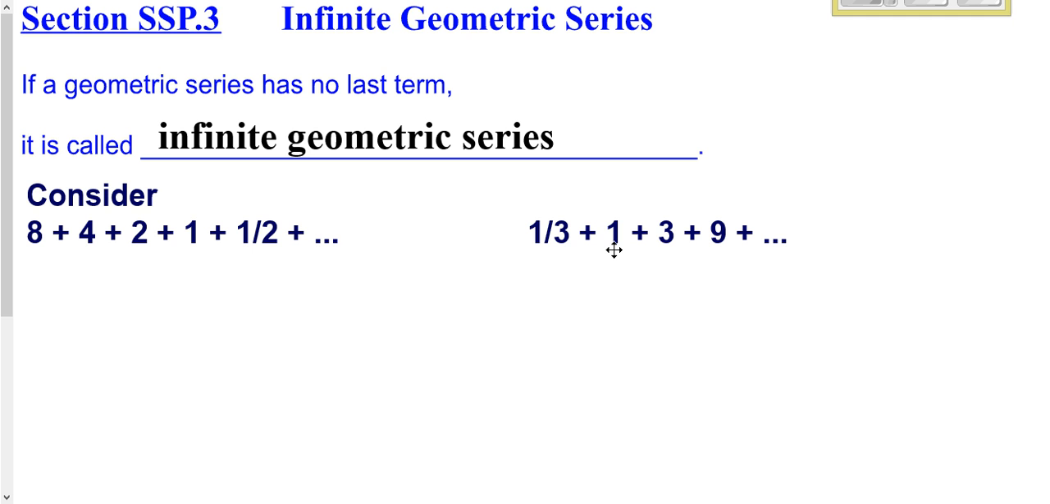1/3 plus 1 is 4/3, plus 3 would be 4 1/3, plus 9 would be 13 1/3. Then you'd be adding the next number, which would be 27. So in this one here, you keep adding bigger and bigger numbers, so it would not approach one particular number.